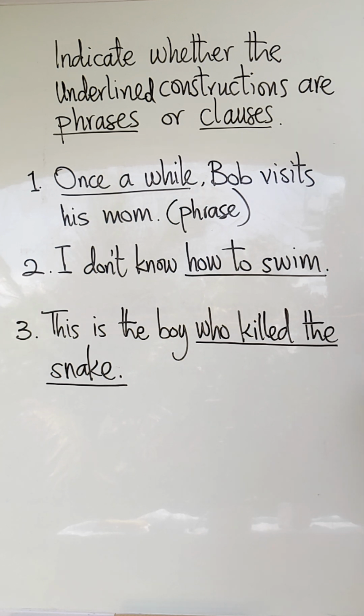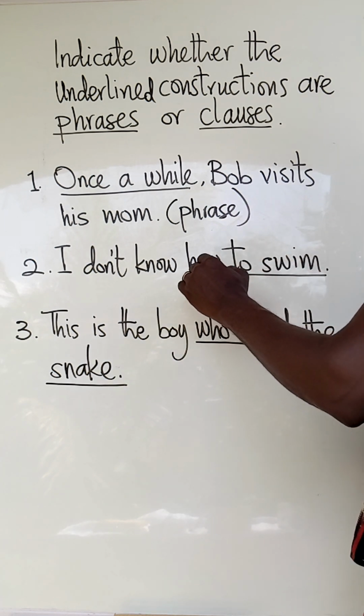Now, let's find out whether this construction has a finite verb. If it has a finite verb, then it is a clause. If it doesn't have a finite verb, then it is a phrase. So when you look at the underlined construction, it begins with how. How is not a finite verb. Now we have to, and this to is followed by the verb swim. And so it is an infinitive, to swim. It is similar to to jump, to eat, to sing, etc. So here, this is an infinitive, and infinitive verbs are not finite verbs. Therefore, this is a phrase.